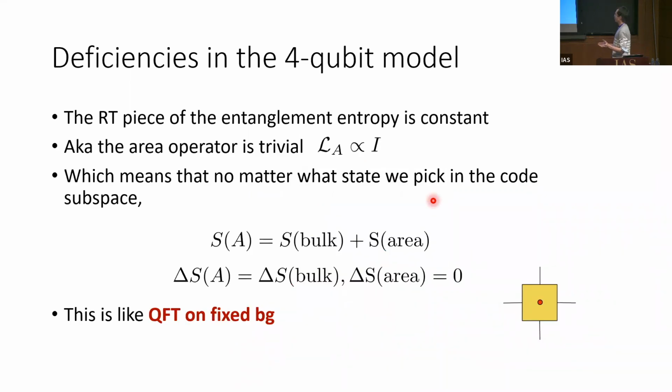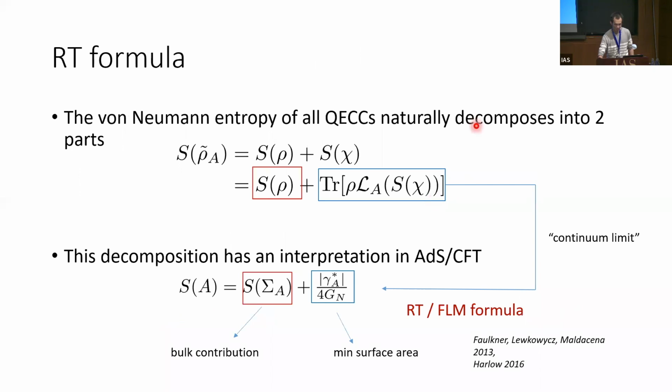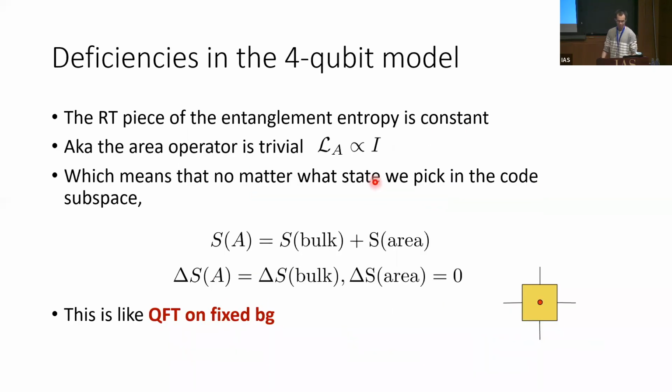Okay, so that's what we have for all these erasure correction codes. Nevertheless, it's not quite enough. What we see so far is that those RTPs that you can check for the 4-qubit code, or for any exact erasure correction code that we know about so far, are always constant. In other words, the area operator that we saw earlier here is trivial, which is proportional to identity. What does that mean, though?